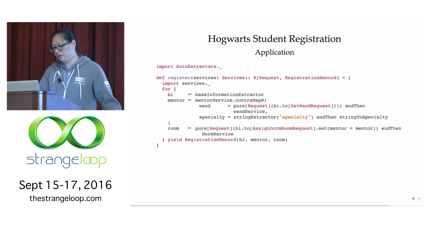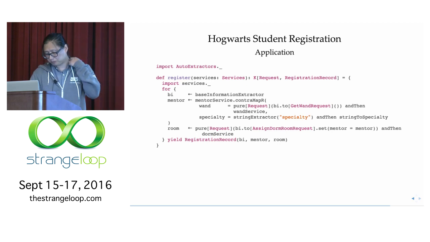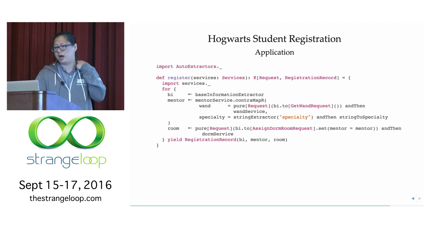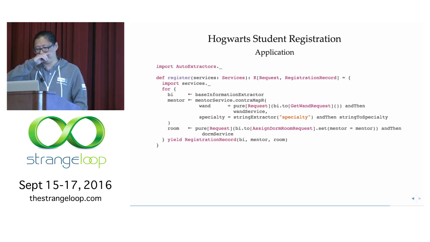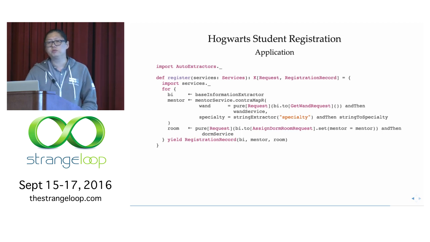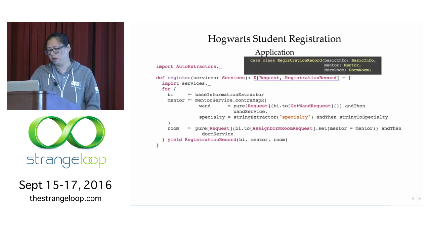All right, now let's look at the final application, where we want to combine all the services I mentioned before: the mentor service, which assigns a mentor for you, the WAND service, which gives you a WAND, and a dorm service, a dorm room service that assigns a dorm room for you. So let's look at this. It's going to be quick. It's going to be interesting, but I think it's as concise as can be.